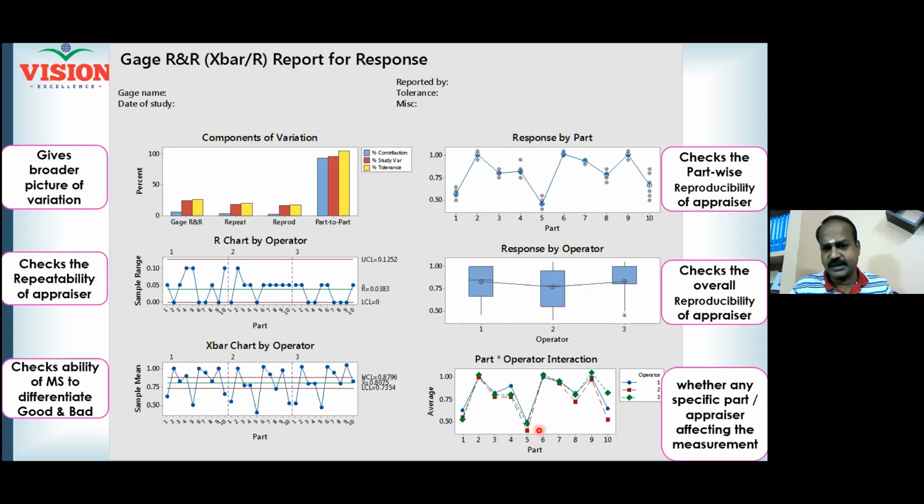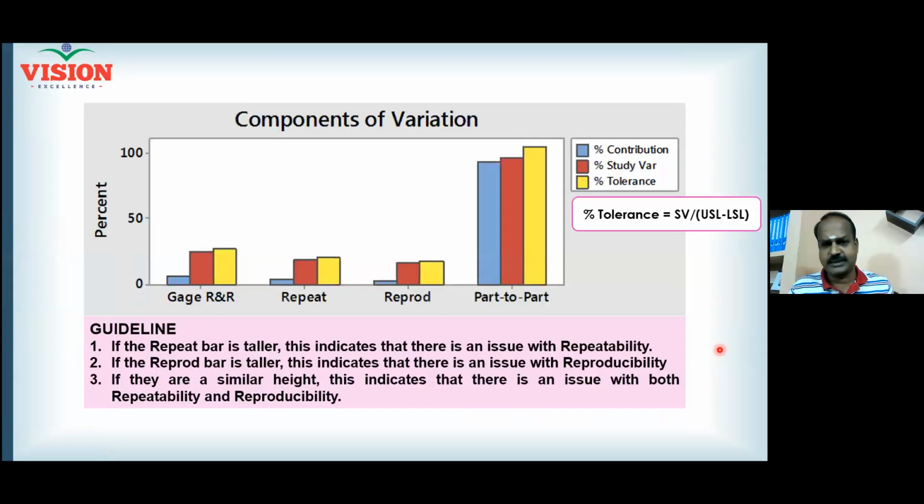And then the last diagram will help you to understand whether any specific part is creating trouble, any specific appraiser is creating trouble, or whether any specific part-appraiser combination is creating trouble. This is what we call interaction. And interaction we will take up in the ANOVA and DOE, right? So with that note, let us go one by one.